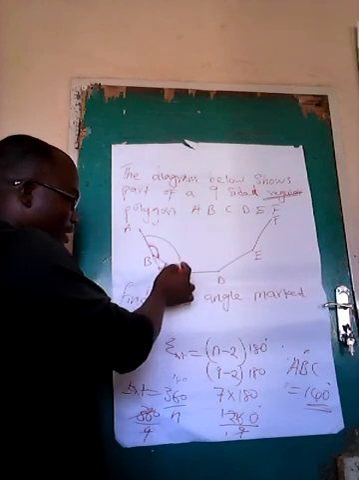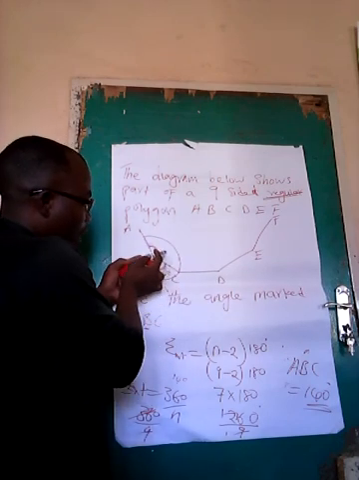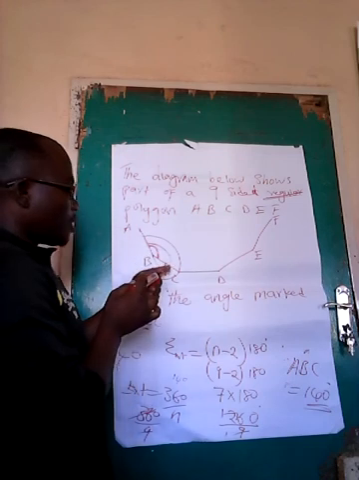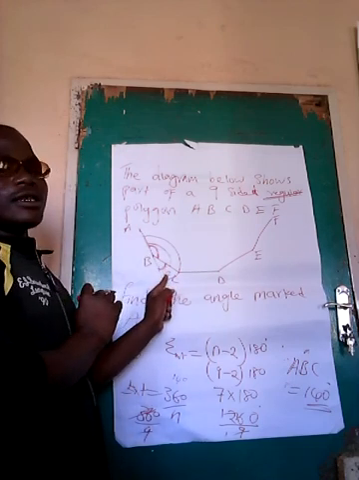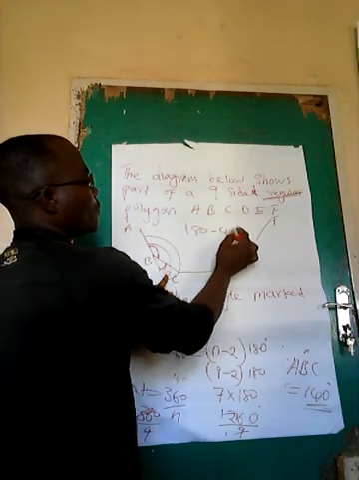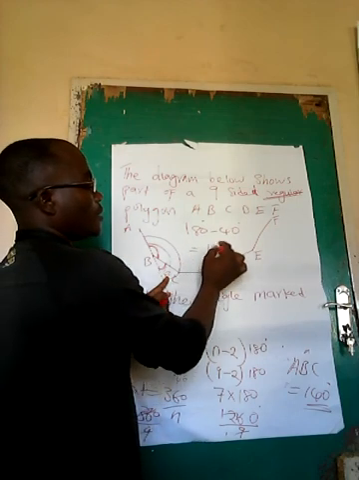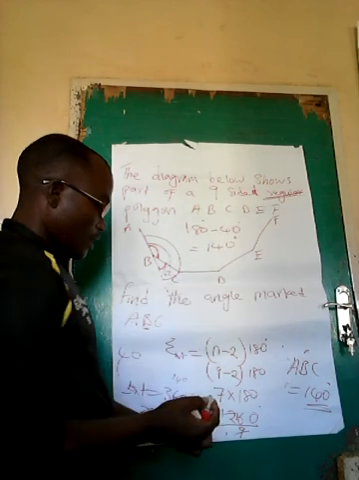Now, this one is a straight line, which adds up to 180. What will be the size of this interior angle, if the exterior angle is 40 degrees? So you subtract 180 minus 40 degrees. You are going to have 140 degrees, which is the same as this one.